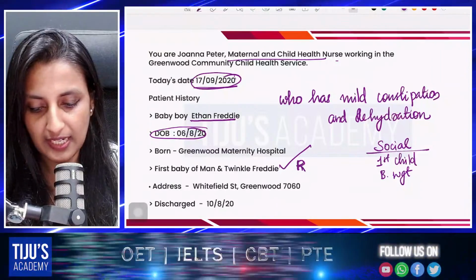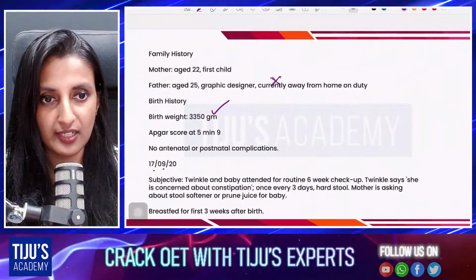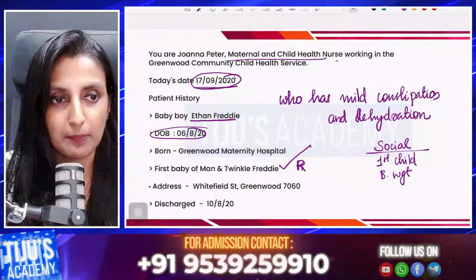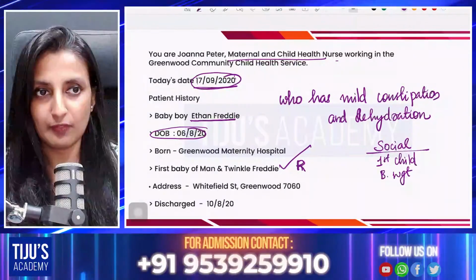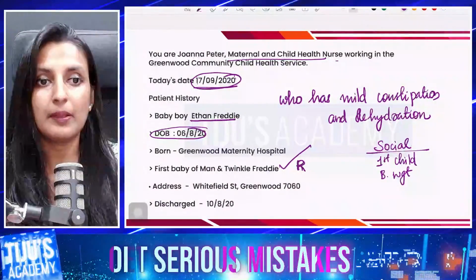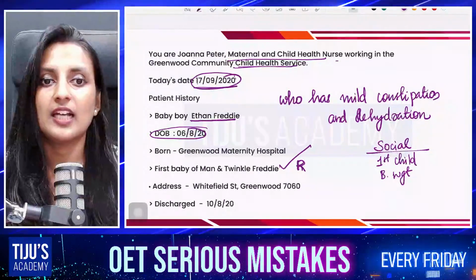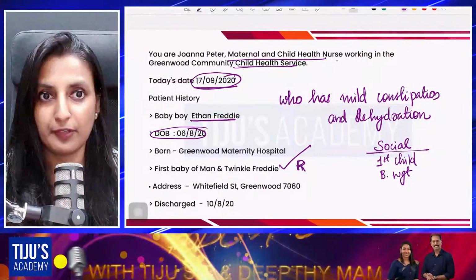What is today's date? 17 September. And it is mentioned that Twinkle and the baby attended for a routine 6-week checkup. So after discharge from the hospital, after the delivery, the mother and baby are coming for a checkup in a child health service. So the discharge date is completely irrelevant. I hope it is clear for everyone.